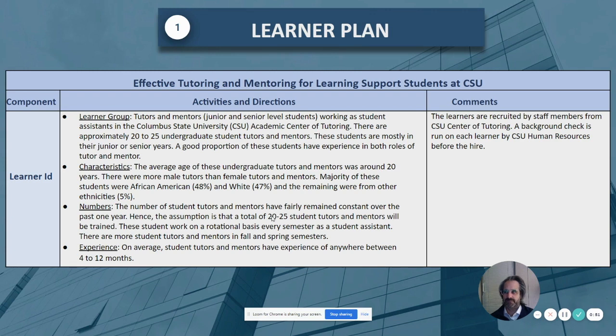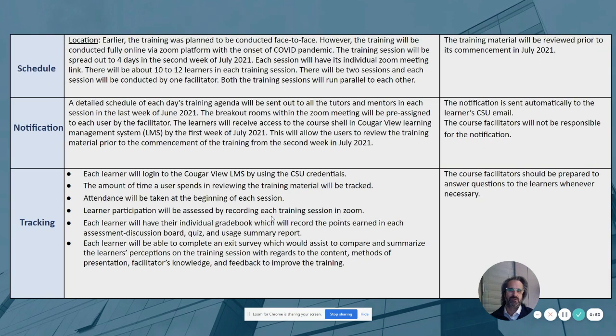of experience. The schedule and the location: we're expecting it to be on Zoom. We're going to do a 4-day training starting on the 2nd week of July, giving access to the Cougar View Learning Management System 1 week prior to that training. We're going to notify them 3 weeks before the training, and we plan on tracking different aspects of that. One is the time spent reviewing the material, sessions attended, and assessments via summary report and exit survey.